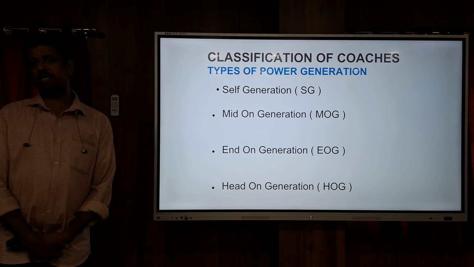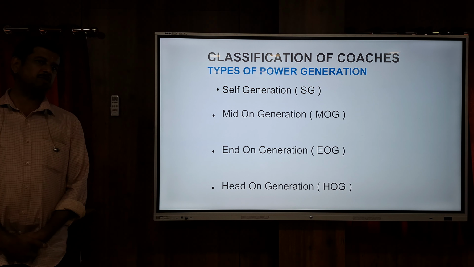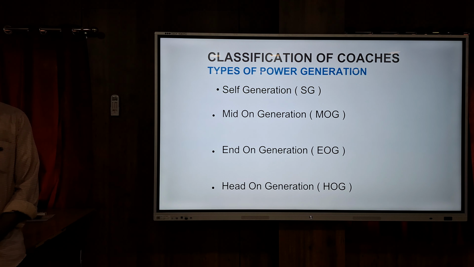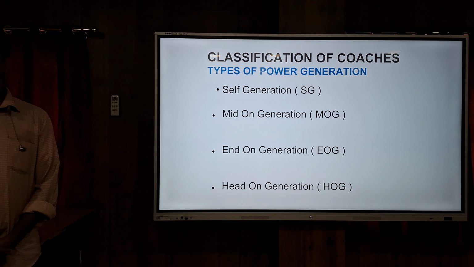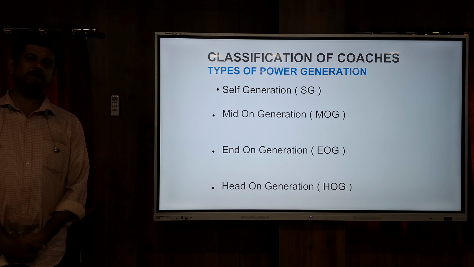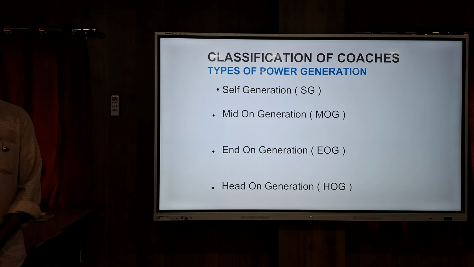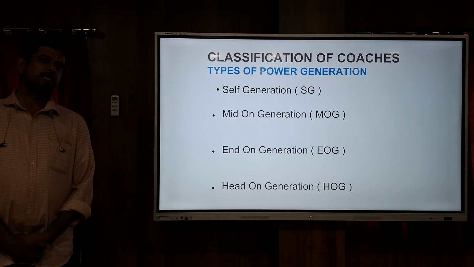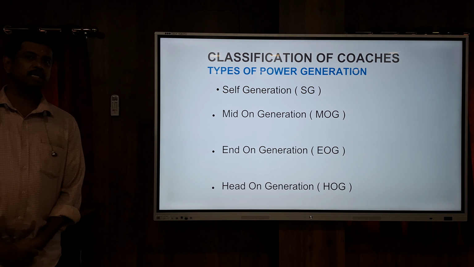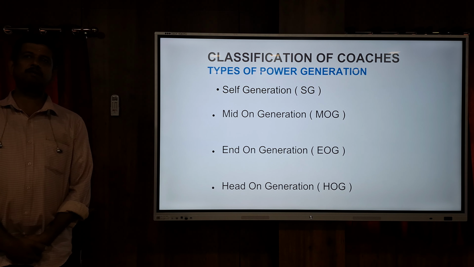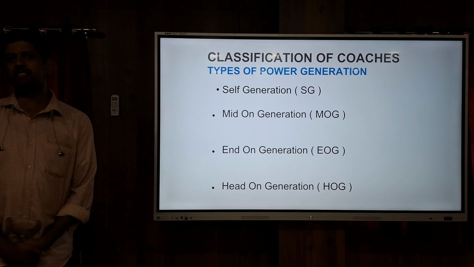Next one is end-on generation. The end-on generation system is, in the last coach or in the guard van or the power car, one generator is provided, and from there power supply is fed to all the coaches. Normally guard vans will be at both ends. For that, the LSLRD coach is there. In that a genset is provided. For redundancy, two gensets are there. Either they will keep one genset working or they will keep both gensets working. Or if any complaint is there, they will use the other end genset. Like that they used to work. That is the end-on generation or EOG.